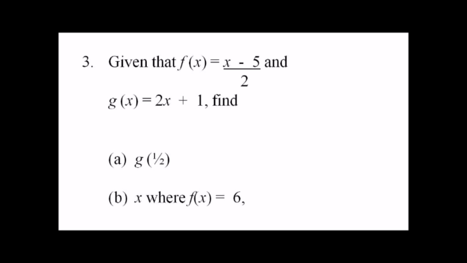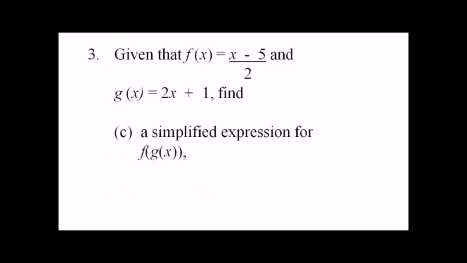So where you have g(1/2), you find the function g(x) = 2x + 1, and where you see x, you plug in a half and then work it and get an answer. And for b, x where f(x) = 6, find the function f(x) = (x - 5)/2, put that equal to 6, solve it. In that one you would have to cross multiply and then work it out and solve for x. Work it quickly, see if you can get those two out of the way.